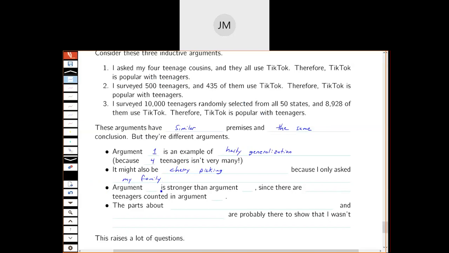Okay, if I look at argument number 3, it's better than argument number 2. Okay, 1 is just right out, right? It has definitely a problem with hasty generalization and probably a problem with cherry picking. But between arguments 2 and 3, I both have a lot of people, right? 500 is a big number. 10,000 is a big number. I feel confident neither one of those are going to be a hasty generalization. Okay, but argument 3 is stronger than argument 2 since there are more teenagers in argument 3.